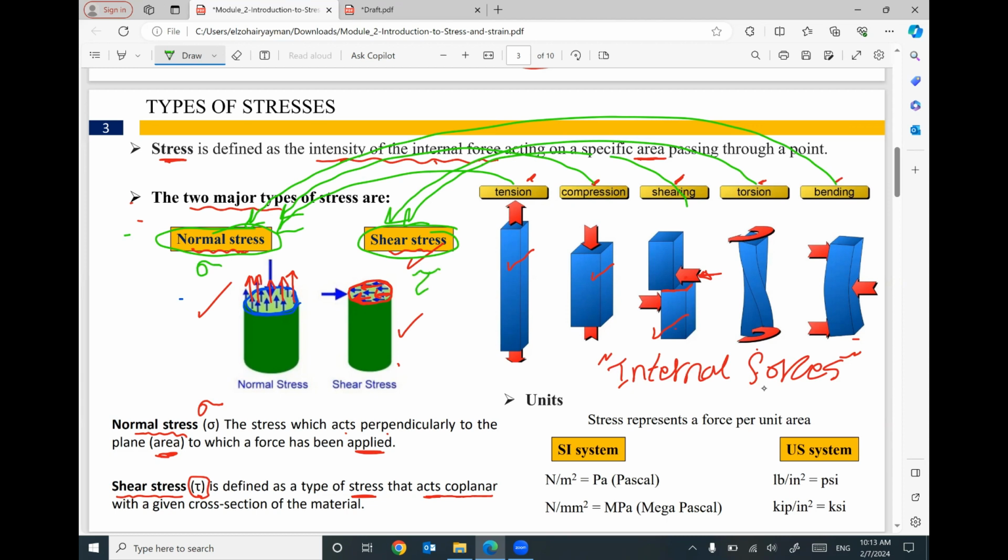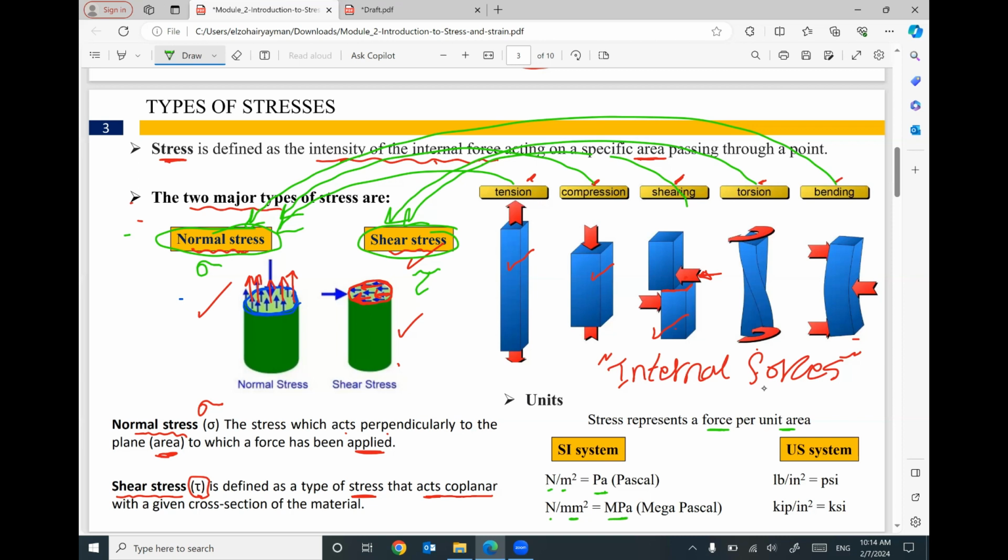We have different units for the stress. By the way, stress is represented by a force per unit area. So if we are using the SI system, force per unit area can be Newton per meter squared or Newton per millimeter squared. These are the most common units in SI for stress. Newton per meter squared can be called Pascal. Newton per millimeter squared can be called megapascal.